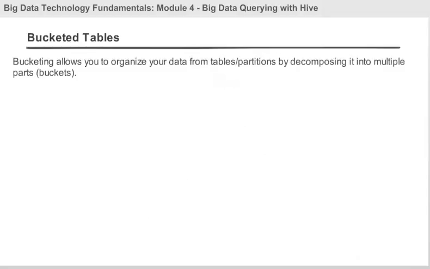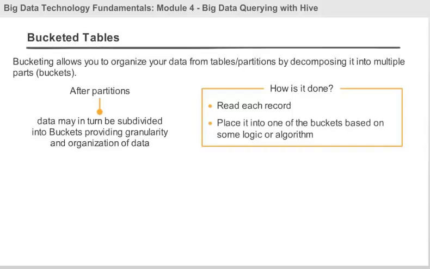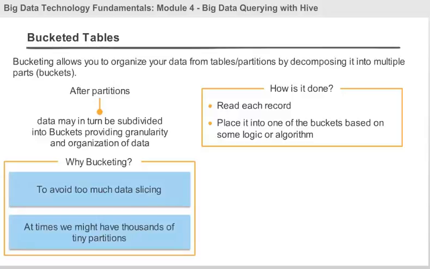Bucketing is another technique that allows you to organize your data from tables and partitions by decomposing it further into multiple parts or buckets. Once you define partitions, data in each partition may in turn be subdivided into buckets, providing further granularity and organization of the data. This is accomplished by reading each record and placing it into one of the buckets based on some logic or algorithm. We can use bucketing to avoid too much data slicing. We can avoid situations that might require creating thousands of tiny partitions by using bucketing.